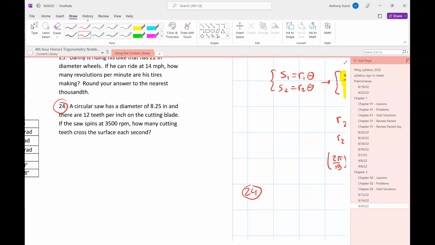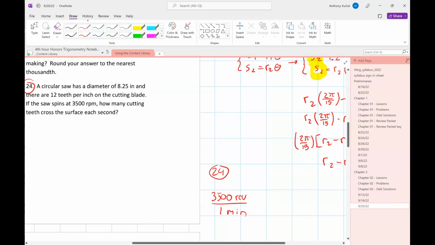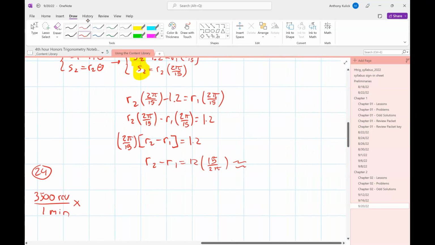A circular saw has a diameter of 8.25 inches and there are 12 teeth per inch on the cutting blade. The saw spins at 3,500 RPM. How many cutting teeth cross the surface each second? Well, this is just like a unit conversion problem. So I'll start with the rate that I know, we're going at 3,500 revolutions per 1 minute. And when we finish up, we should be in some teeth per second.